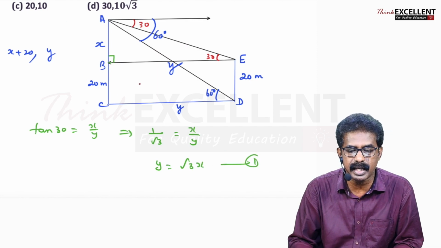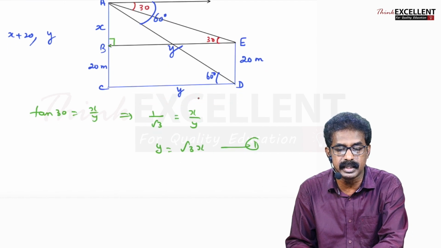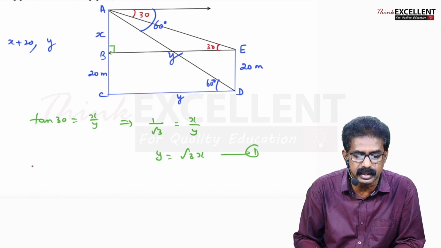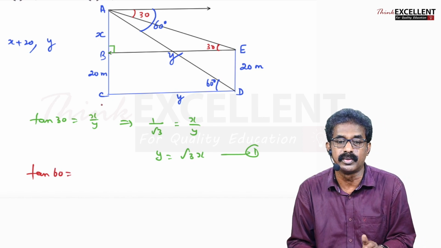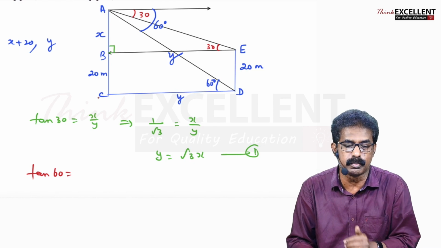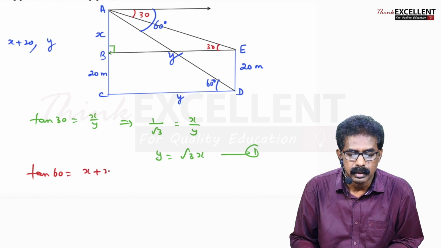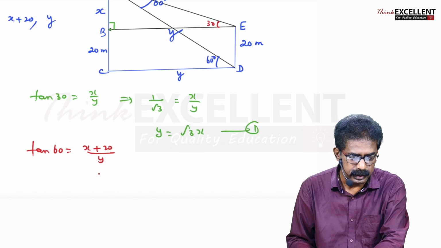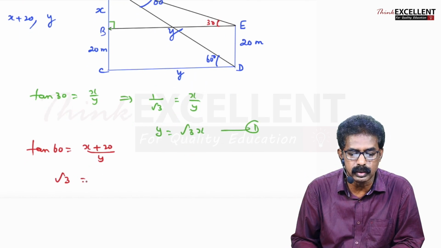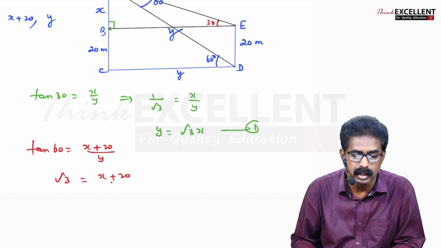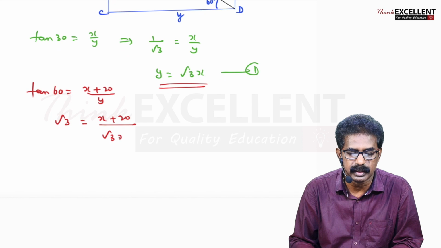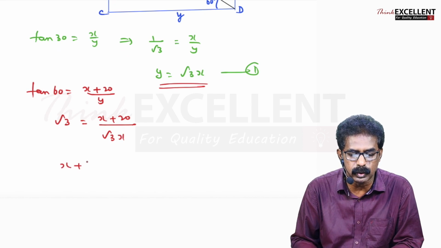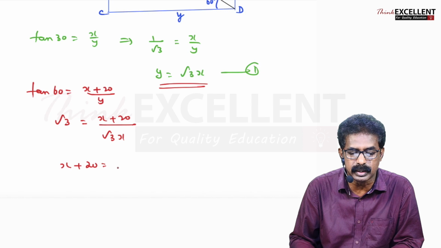Now we take the other triangle, with 60 degree, that is ACD. You can find tan 60 is equal to the opposite side, that is AC, the full length, the height of the multi-story building, X plus 20, by Y value. Tan 60 value is root 3. So root 3 is equal to X plus 20 by Y. Y value we already got: it is root 3 X. Cross multiply: X plus 20 is equal to root 3 X into root 3. Root 3 into root 3 is 3.